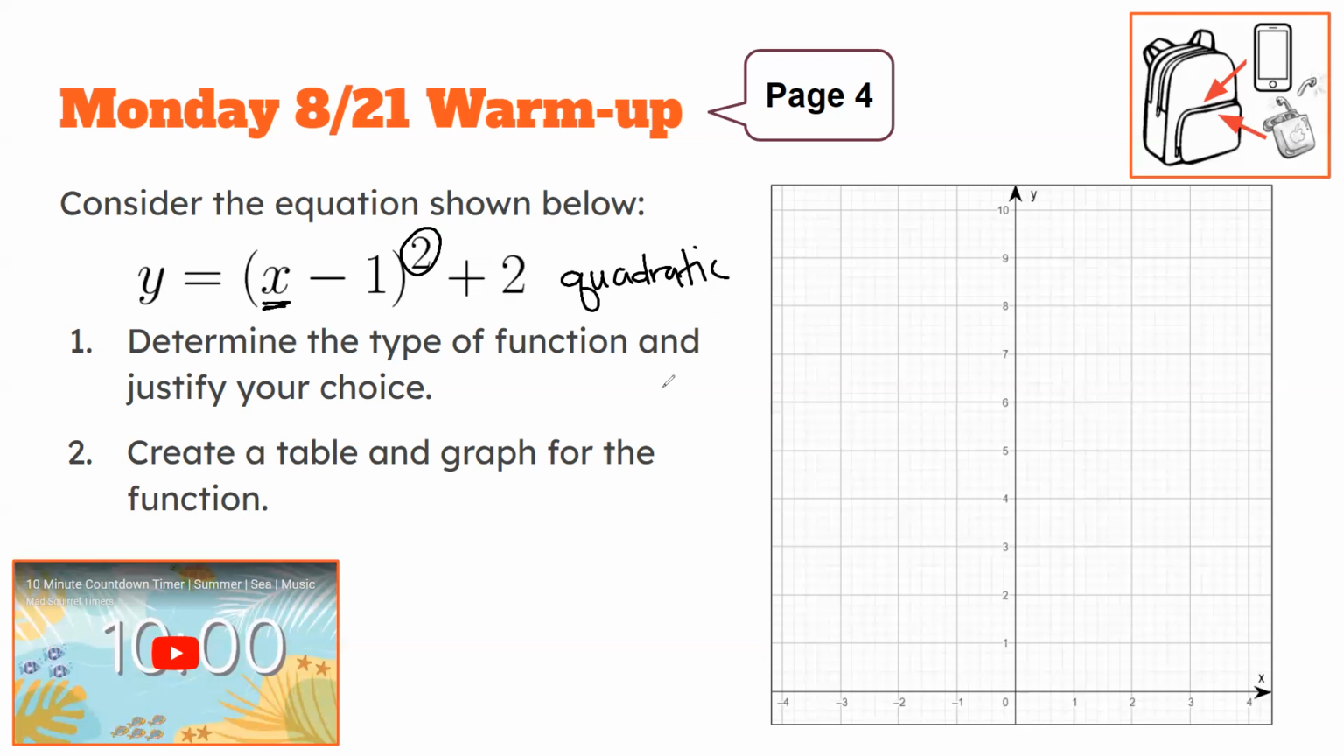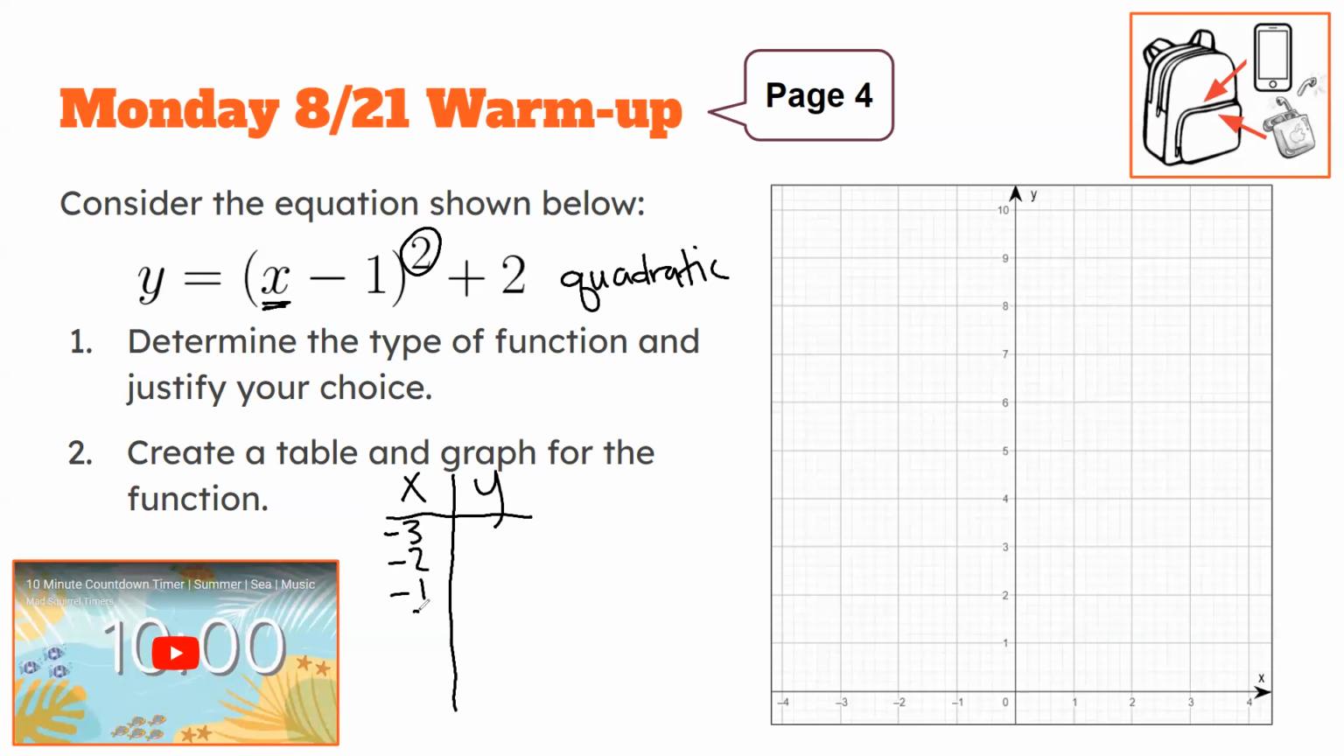Next thing they ask us to do is create a table and graph for the function. So I'm going to create a table here off to the side. I'm sorry, my handwriting's a little messy on my computer for X and Y. And I can see my graph goes from -4 to 4. I'm going to squish in and just do -3 to 3 and see what we get.